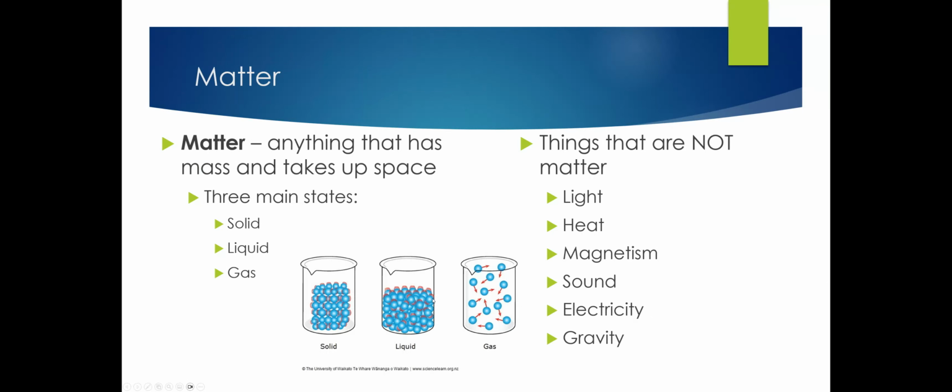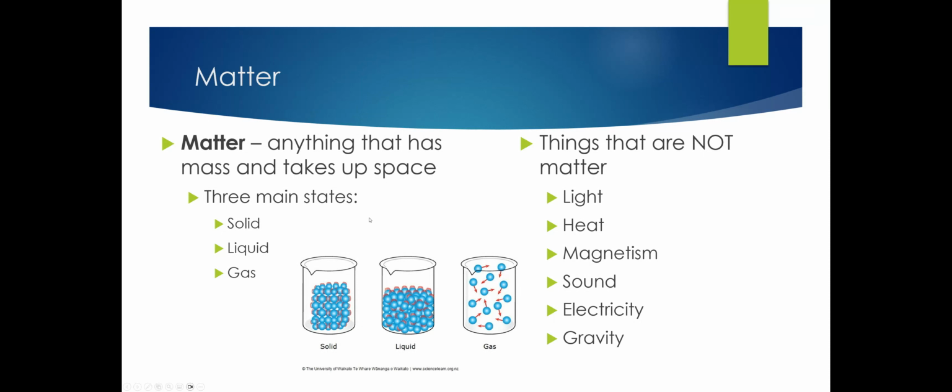Now, just a basic overview. This goes back to your simple chemistry concepts, things you've been learning since middle school or maybe even before. Matter is anything that has mass and takes up space. We have three main states of matter. You may have learned that there were four, with plasma, but we have solid, liquid, and gas. Anything that has mass and takes up space is going to be considered matter.